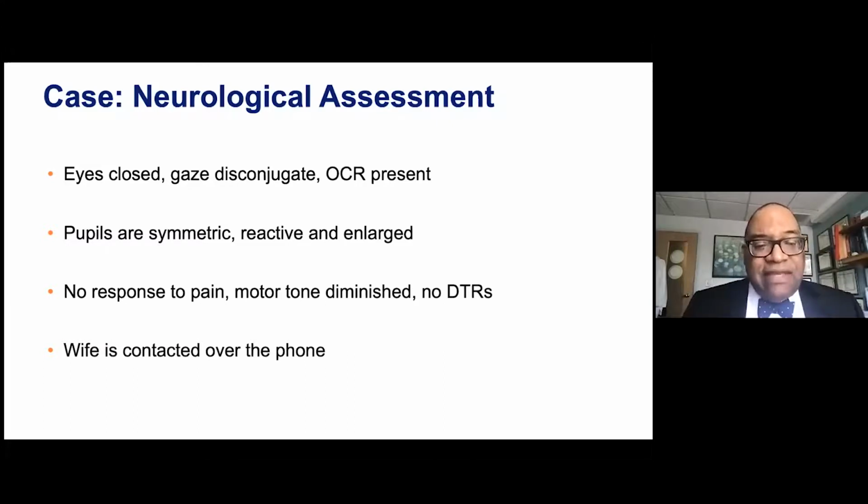Oculocephalic reflex is intact. It's good to know that the pupils are symmetric, reactive, but they are a little bit enlarged. There's no response to pain. Motor tone is diminished and no deep tendon reflexes. Wife is contacted over the phone.